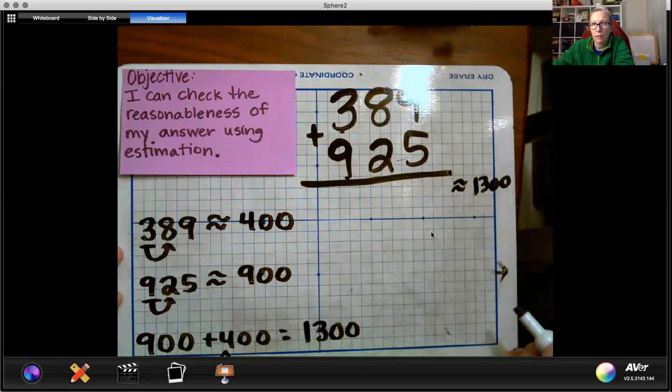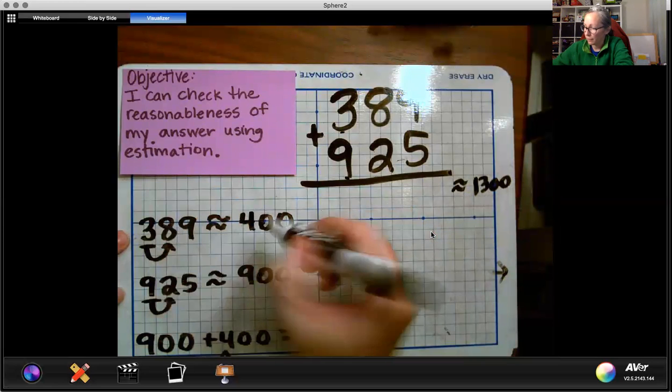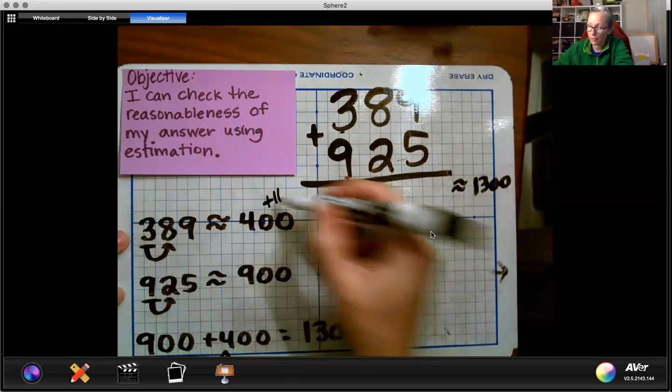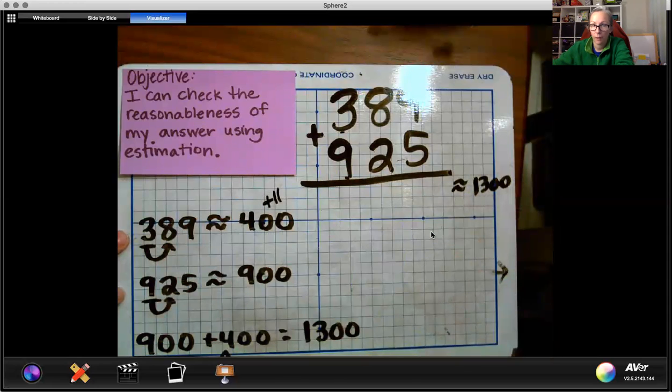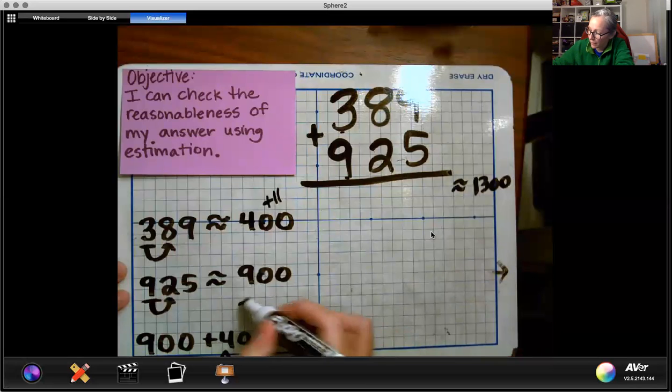Now this one is a little bit more difficult to say if it is an overestimate or underestimate because I changed both numbers quite a bit. To go from 389 to 400, I know that's 11 hops on a number line. But to go from 925 down to 900, I went down 25 hops.